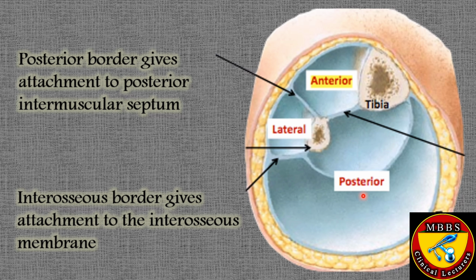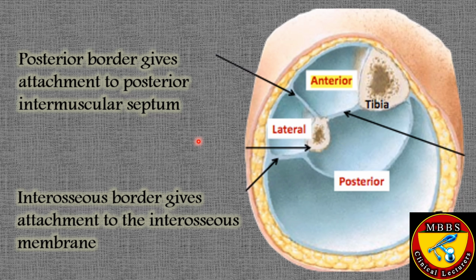Posterior deep and superficial, we will discuss when we do the compartments. So the lateral compartment is separated from the posterior compartment via the posterior intermuscular septum. This is the posterior intermuscular septum, which gets attached on the posterior border of the fibula. Now the interosseous border gives attachment to the interosseous membrane. This is the interosseous border which gives attachment to the interosseous membrane, which again separates the anterior compartment from the posterior compartment, or you can say the deep part of the posterior compartment.